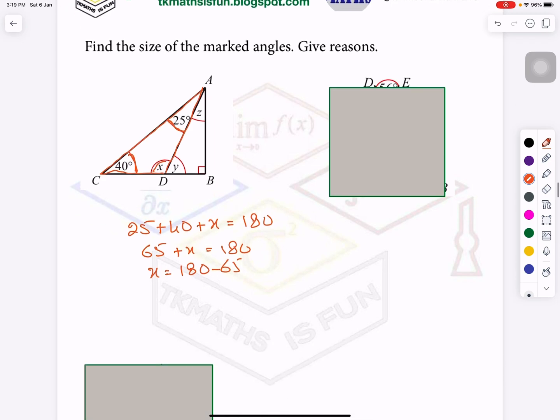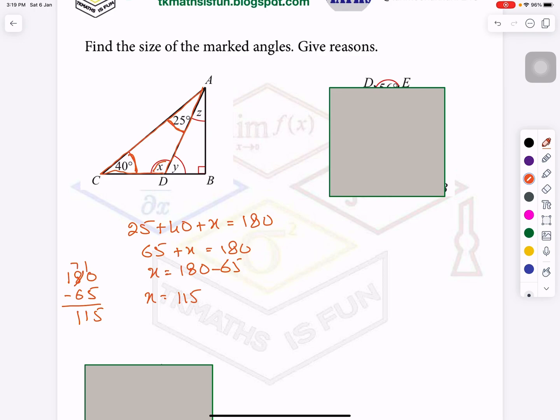What is 180 minus 65? Do you remember? If you don't, you can subtract like this, or you can do mental maths, right? 115. So x is 115.